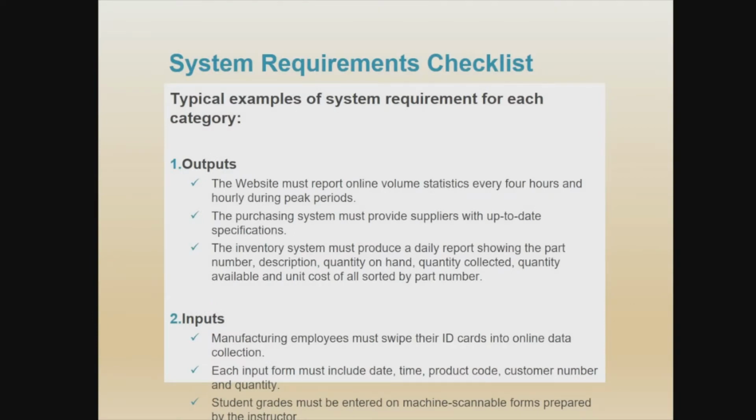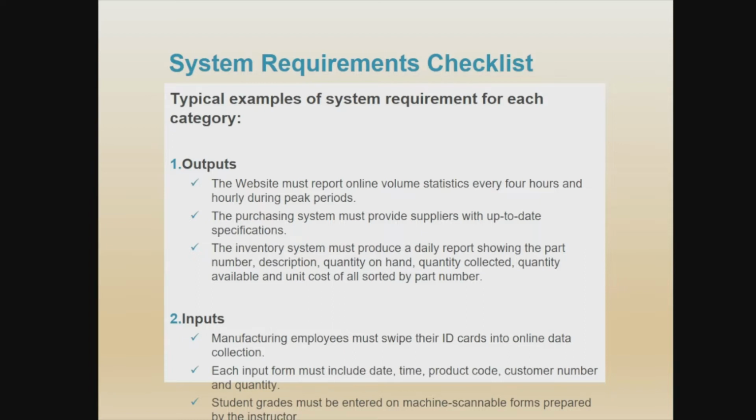Then you can look at the system requirement checklist. What are the output, the input, the typical examples here. For example, for output: the website must report online volume statistics every 4 hours. These are the requirements. So your system needs to update the number every 4 hours.